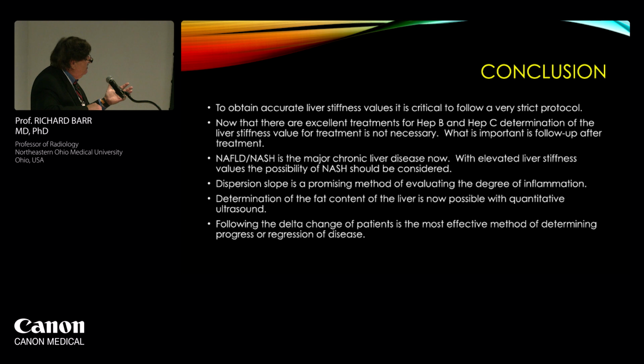There are now excellent treatments for hepatitis B and C, so we're not seeing these patients getting to the level of compensated advanced chronic liver disease because almost everybody's being treated. NASH is really our big problem now, and hopefully ultrasound will be able to answer all these questions. Dispersion slope is a promising method of evaluating the degree of inflammation. We still have some concerns and don't completely understand it, but in the future we'll be able to use it, and maybe combining AI with all the other factors, we'll come up with a NASH or MASH score, whatever you want.